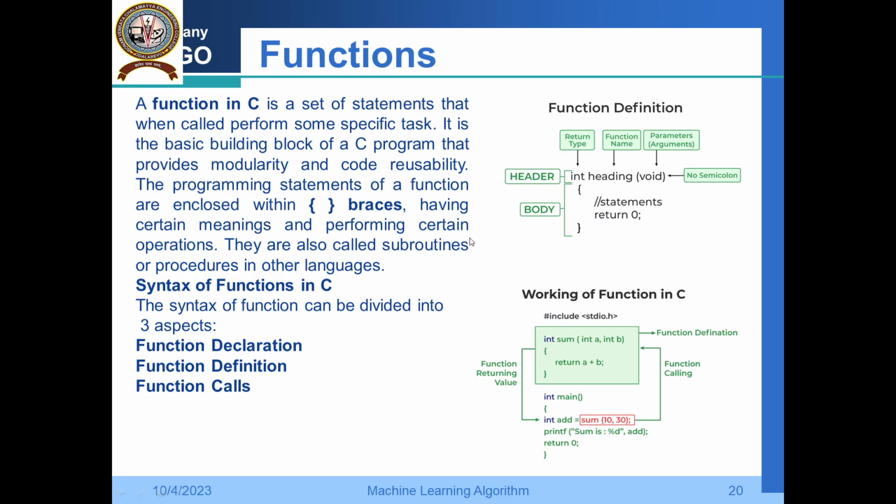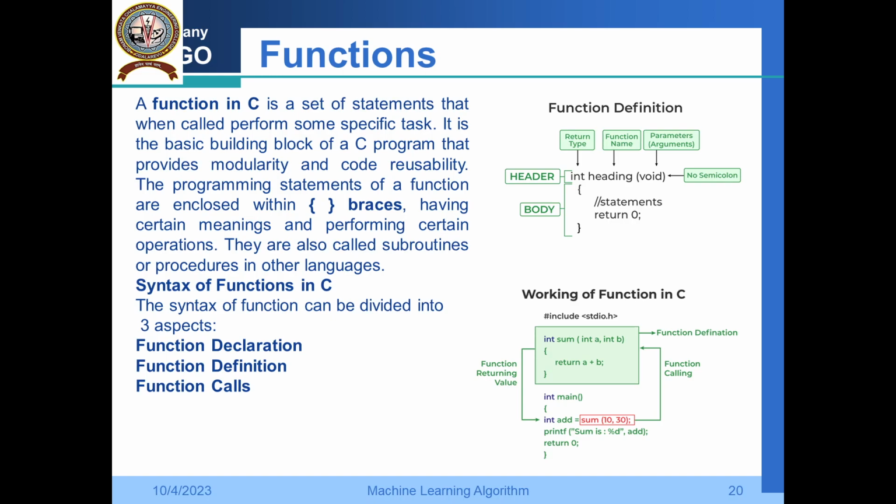Then immediately we go for starting the function, because in today's video we will mainly focus on functions. First of all, we should have clarity about what a function is. A function in C is a set of statements that, when it is called, performs some specific task. You got it now? Function is a block of statements, and when we call this function, it performs some specific task. That is the meaning of this.